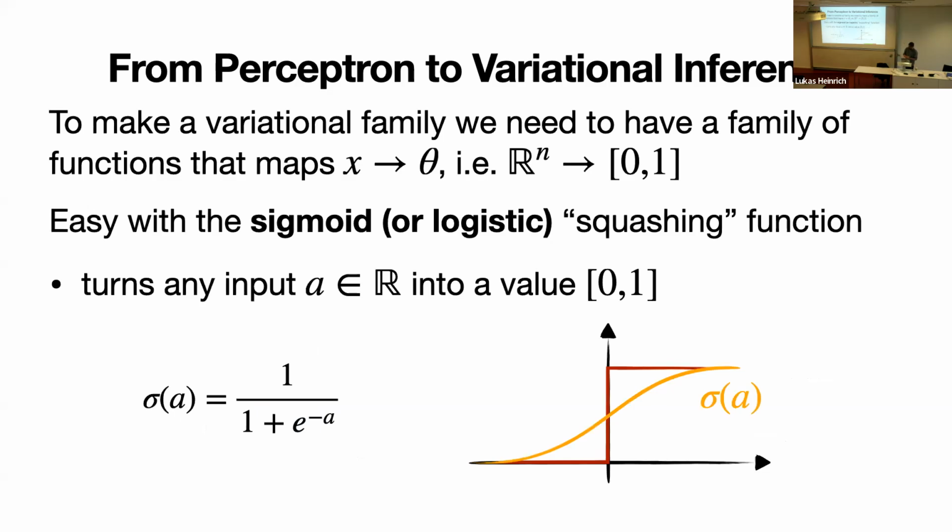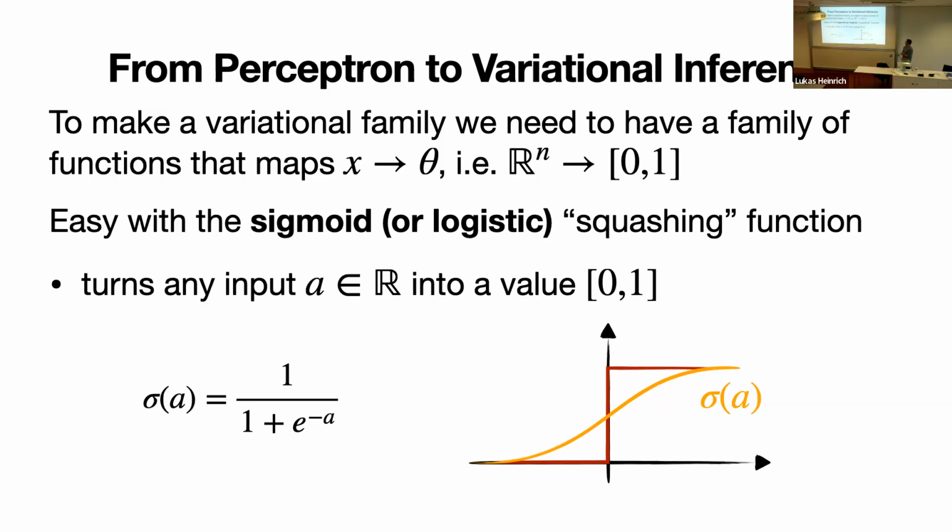Okay, so in order to make this type of variational approach, we basically need to find a family of functions that maps X into this parameter of the Bernoulli distribution, which can only have values between 0 and 1. You cannot have a Bernoulli distribution with a chance of success of 120%, right? And so we need to somehow define functions between 0 and 1.